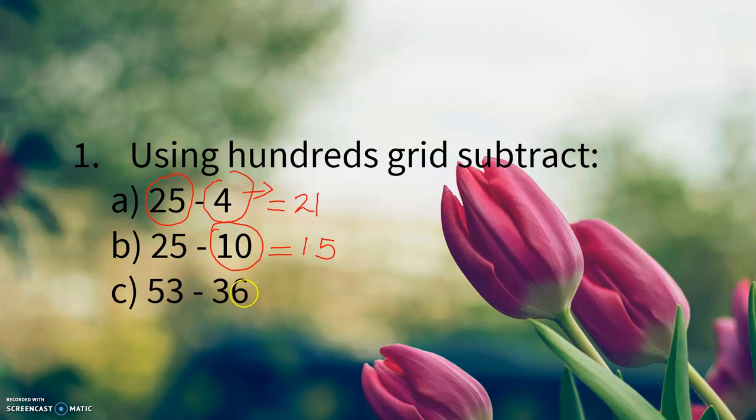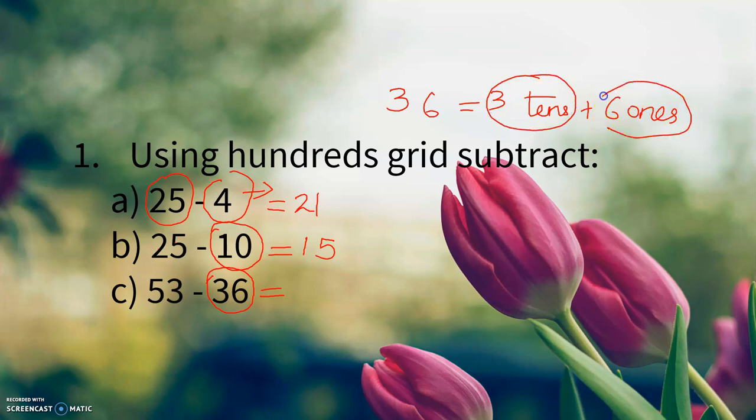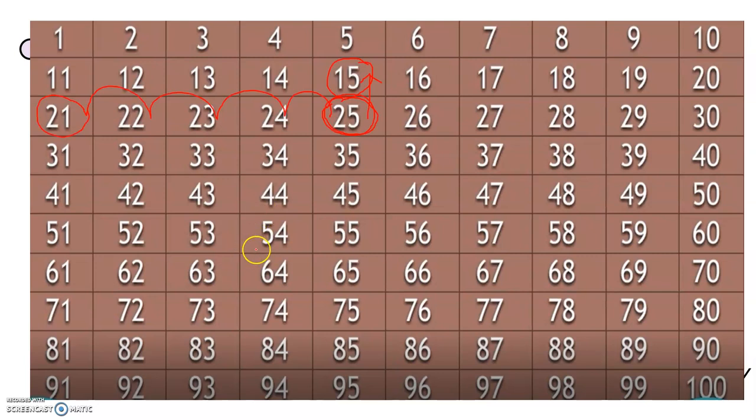Next question is 53 minus 36. From 53 you have to subtract 36. 36 means 3 tens and 6 ones. 36 consists of 3 tens and 6 ones. To subtract 53 minus 36, let's see how we can do it. First number is 53. From 53, you have to subtract 36. That means you have to subtract 3 tens and 6 ones.